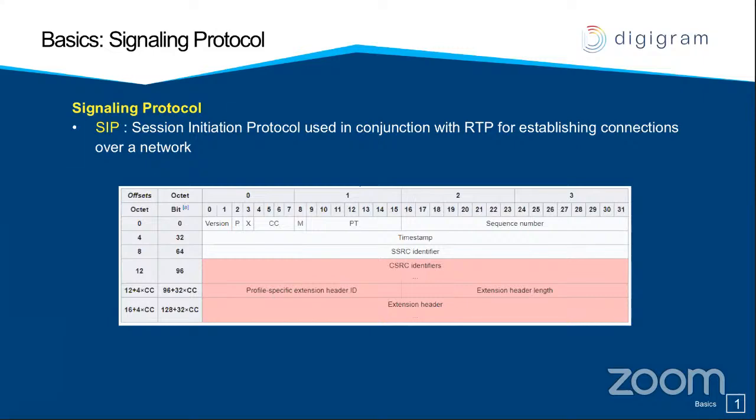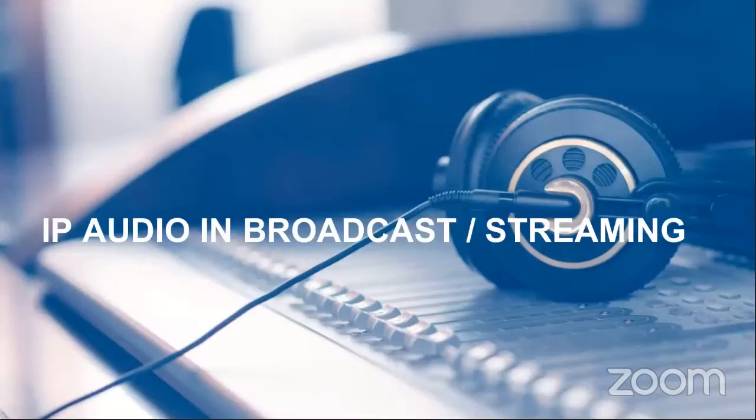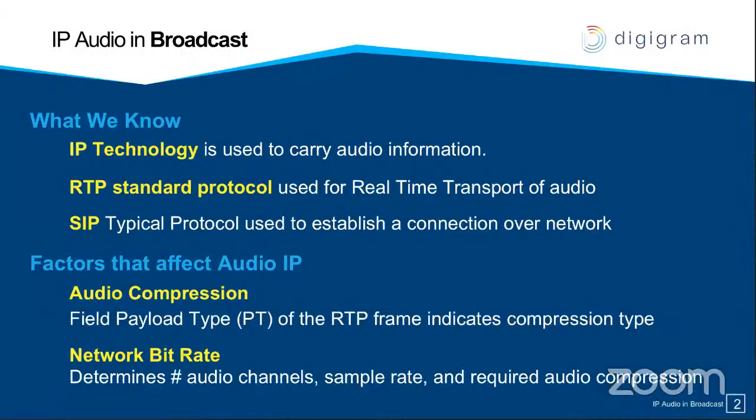Now, IP audio in broadcast and streaming is where we tie this all together. Here's what we know. We know that IP technology is used to carry the information. We know that RTP is a standard protocol. We know that SIP is a typical protocol used to establish these connections, and you will run into these quite often. Factors that are going to affect your audio in doing reliable audio are audio compression and the network bit rate of your actual network.